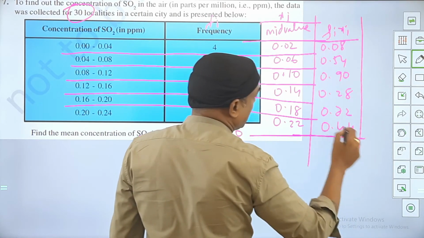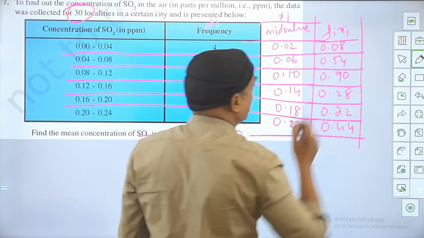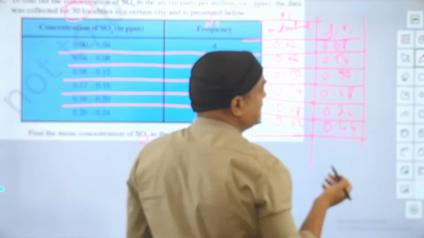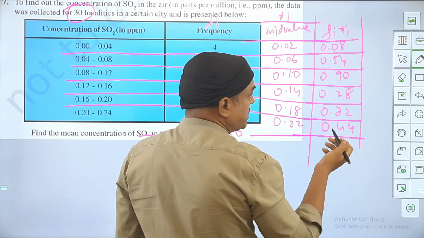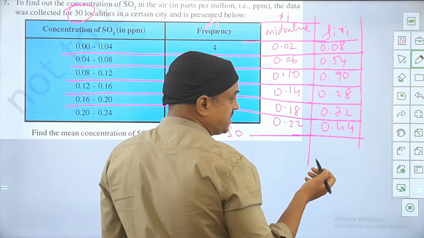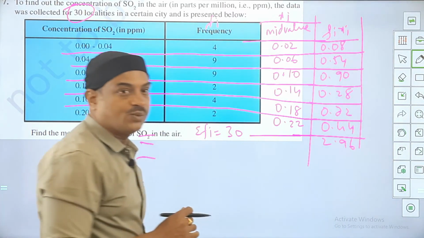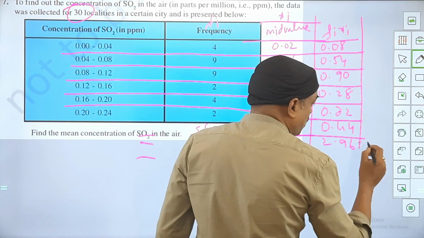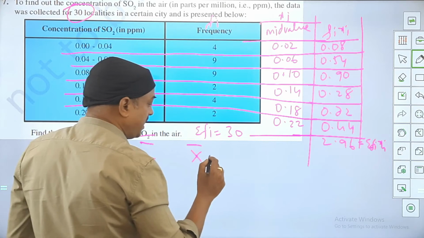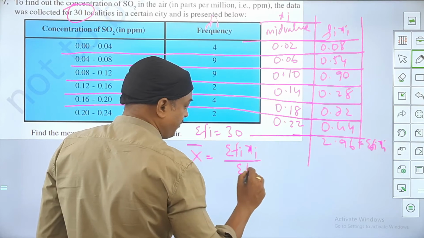So I think the direct method can be good here because the numbers are pretty small and we can do all these by the direct method. So what is the sum of all these numbers here? 8 and 54 is 62, 62 and 90 is 152, 152, 160, 180 here, 180 plus 72 is 252, 252 plus 256, 296, 0.96, and 2.96 is what I got, the sum. And this we can call the summation of Fi Xi. And what is the direct method, friends? X bar is equal to summation of Fi Xi upon summation of Fi is the formula.